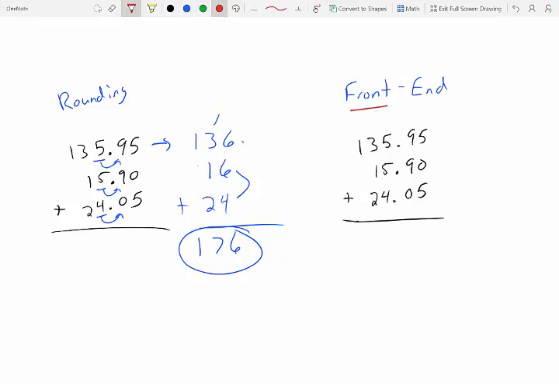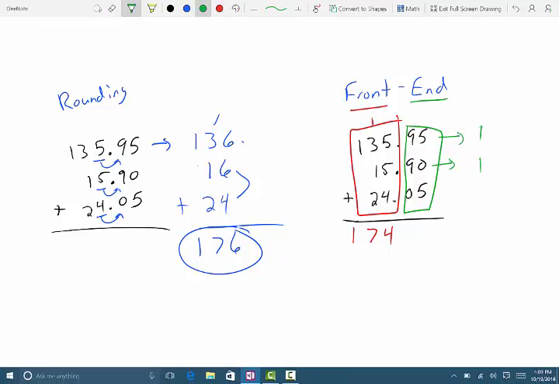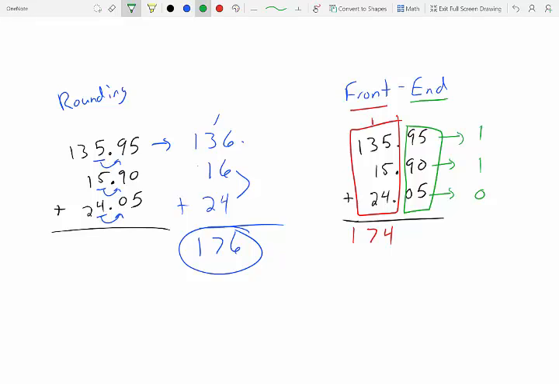We do exactly what it says, the front, which is all these numbers. We just add those up. We say 5 and 5 is 10, plus 4 is 14, carry the 1, 3 plus 1 is 4, plus 1 is 5, plus 2 is 7, nothing to carry, and we write the 1 down again. Now we do the ends, which is the numbers to the right of the decimals. 0.95 is close to 1, 0.90 is close to 1, and 0.05 is close to 0. So we then have to add on those 2 extra, and we again get 176.